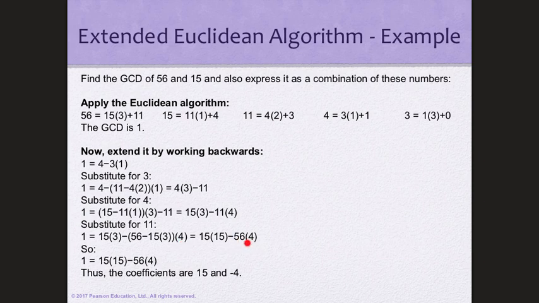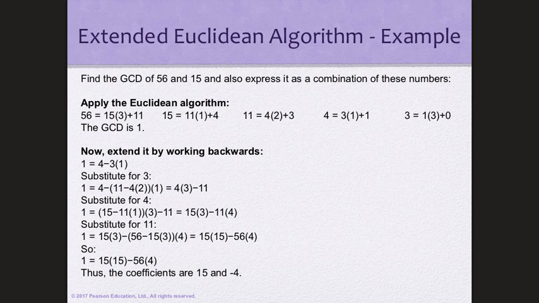And if you simplify this, it becomes 15 times 15 minus 56 times 4. That's what we were looking for. We were looking for 1 as a function of the 15, the B, and the 56, the A. So that's the integer multiplied by B, and this is the integer, the minus 4, multiplied by A. So I can say that 1 is equal to 15 times 15 minus 56 times 4. So the X and the Y that we were looking for are the minus 4 and the 15. Okay? You got the idea?